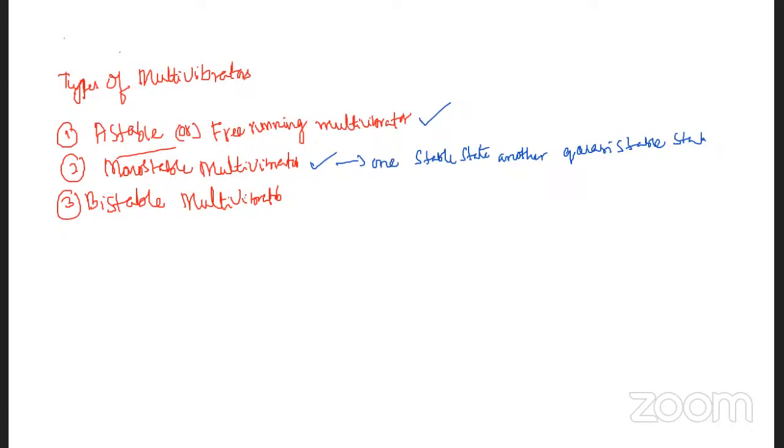Another type of multivibrator, the third one, is the bistable multivibrator. In the case of the bistable multivibrator, it has two stable states.